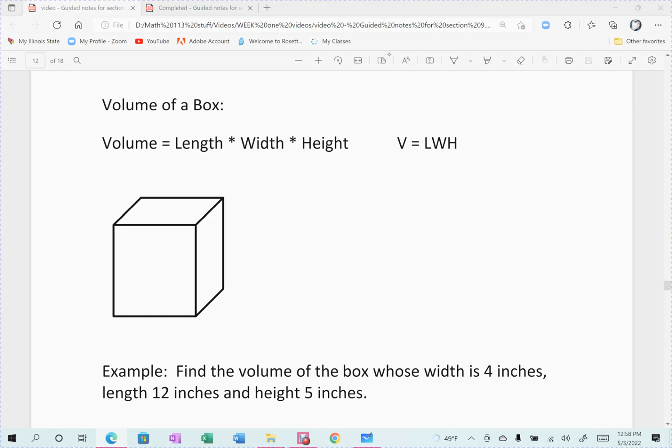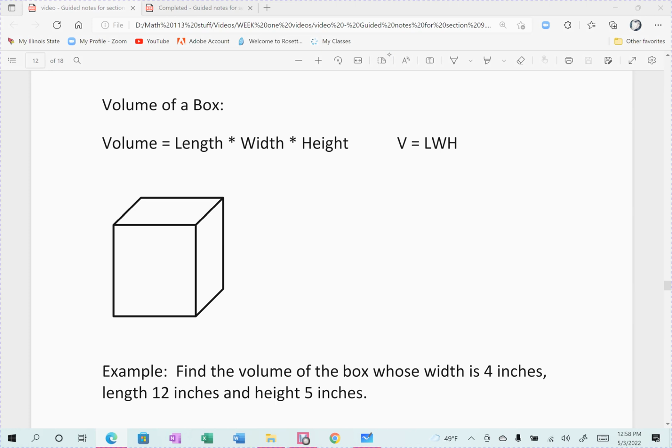All right, so we're going to get to three-dimensional shapes now. So we're going to look at volumes. We're going to start with volume of a box, then we'll get to cylinders. All right, so volumes means we fill up a three-dimensional space. That's what we're looking for.